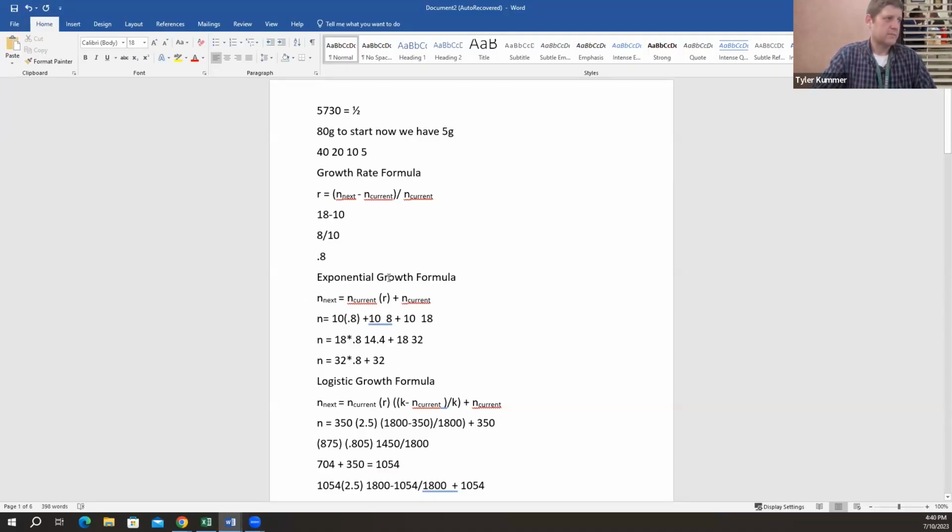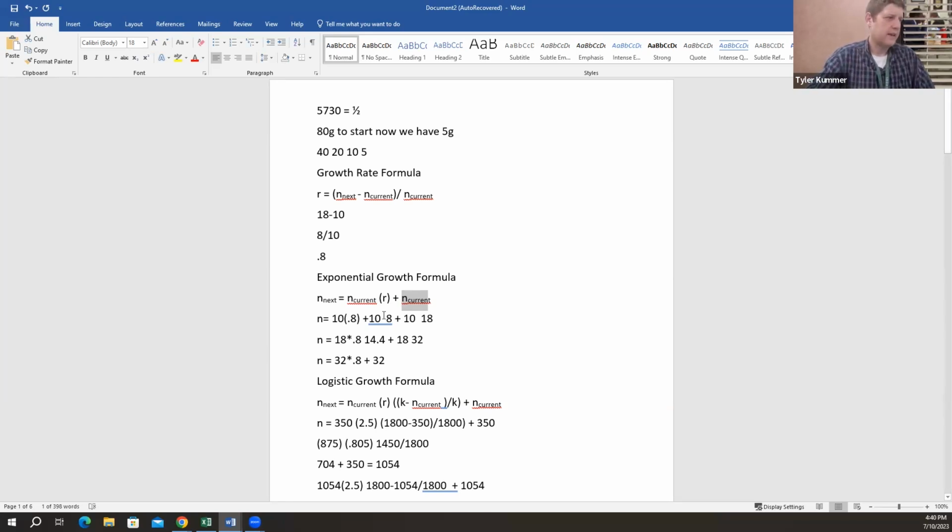And this is our exponential growth formula. We take our current generation and times it by R. So 10 times 0.8. And then we add it to our current generation. There are other ways to do this. You can do 10 times 1.8. There are lots of different ways to format this. I like to do it this way because it shows each part as being distinct. Whatever works for you is fine. Just make sure that you understand why you're doing it.